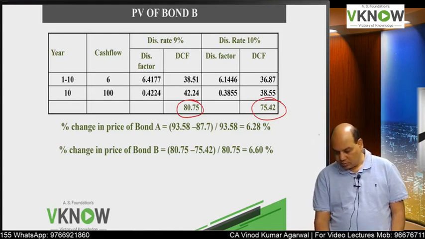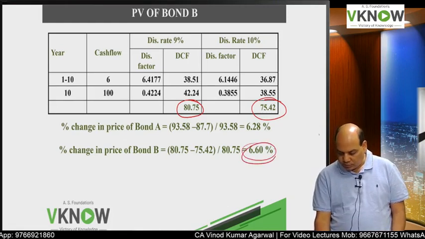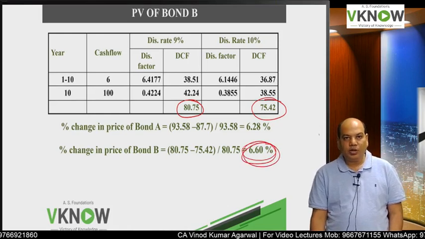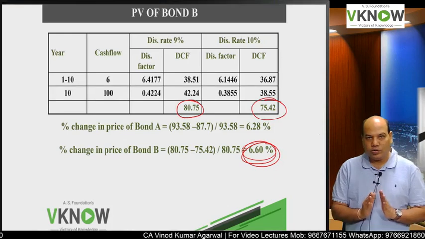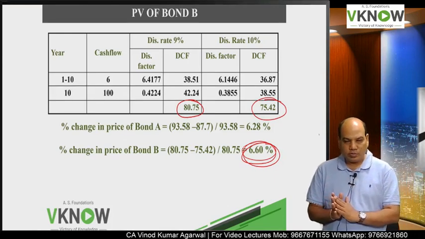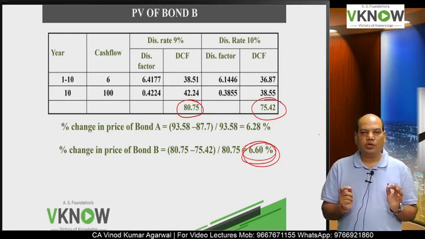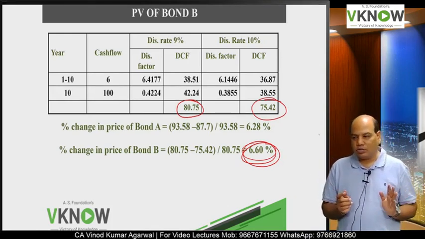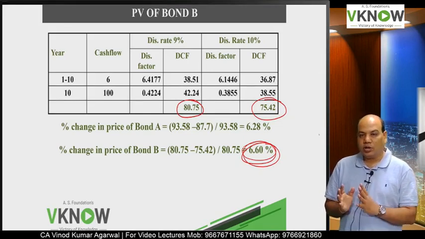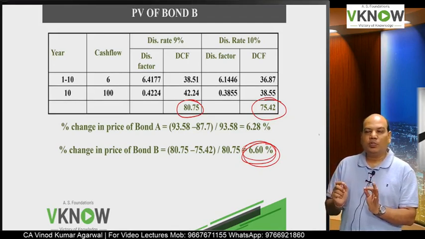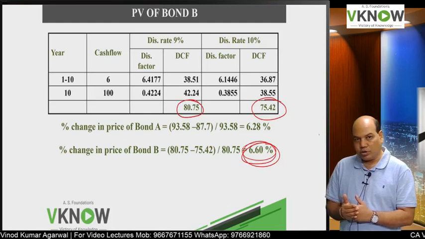Anybody, any answer? 6.6%. Again you see the observation, bond B has shown higher price sensitivity because it has lower coupon. Now why are we learning bond theorem? This kind of knowledge is very useful for fund managers, those who manage funds by investing in bonds, because if they know which type of bond will have higher risk, they will try to avoid that kind of bond.